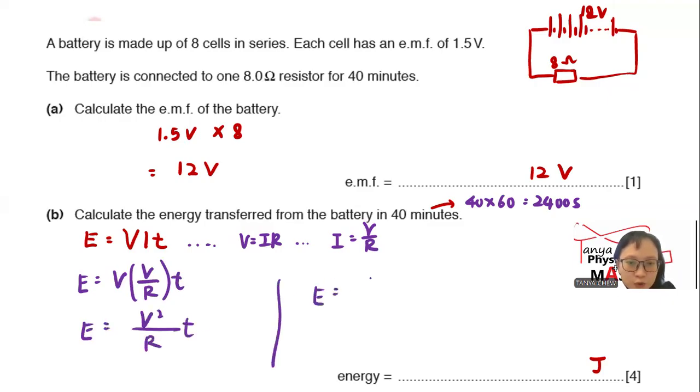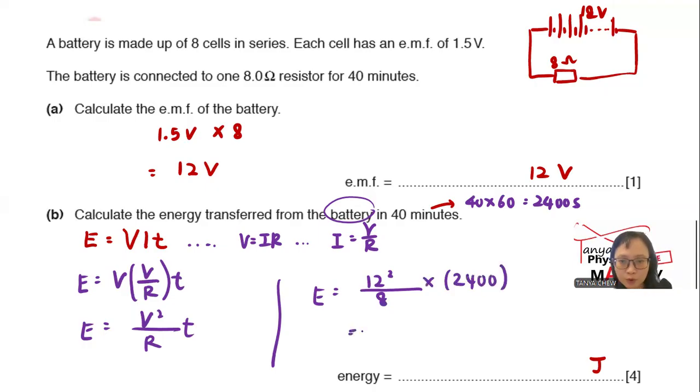My energy is equal to V square, because this is a battery. So V square is 12 square over R. R is the resistance of the resistor, which is 8, times the time, 2400. That is 144 divided by 8 times 2400. You are supposed to get 43200 joules. That's the answer.